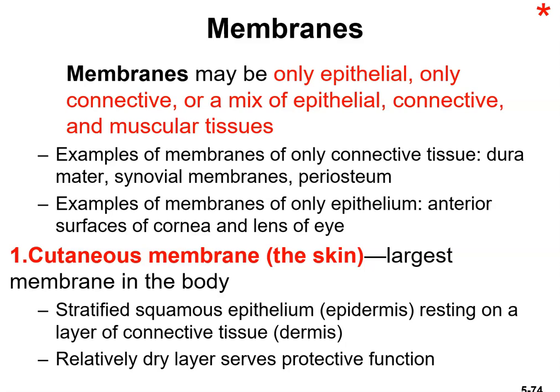The first type of membrane is called the cutaneous membrane, which is our skin. Skin is the largest membrane in the body. It is made of stratified squamous cells, which we already talked about. Those squamous epithelial cells sit on top of areolar connective tissue. The combination of epithelium and connective tissue forms our skin layers.